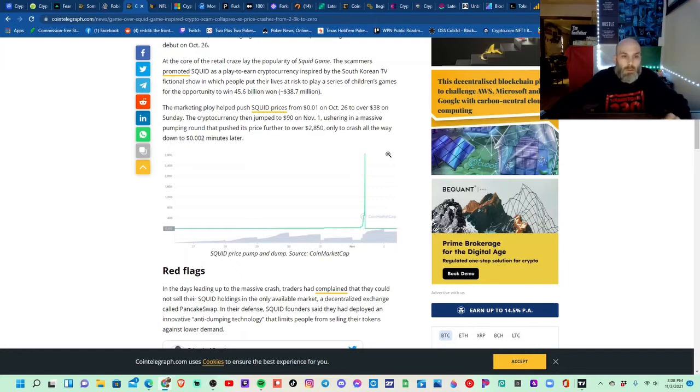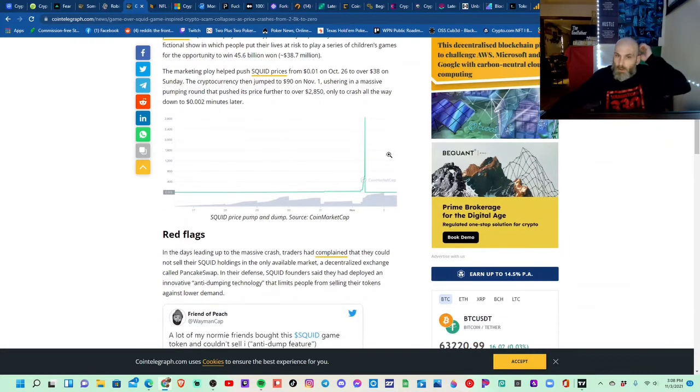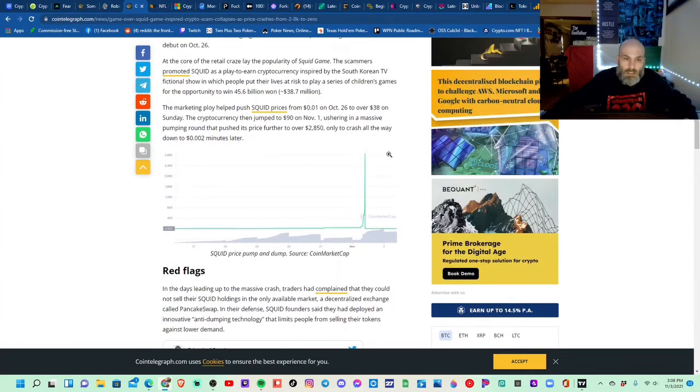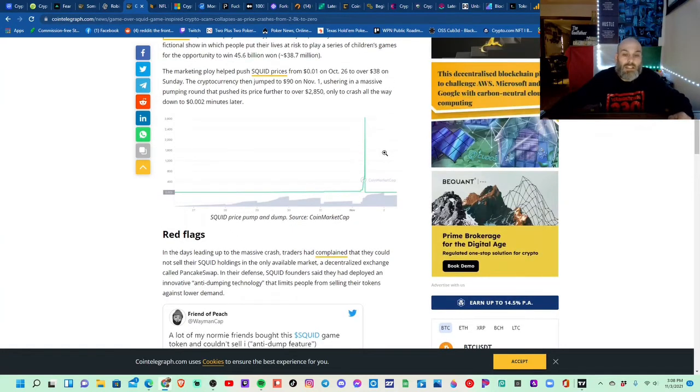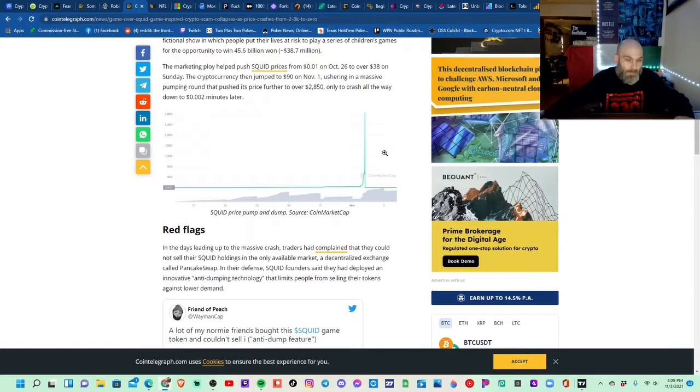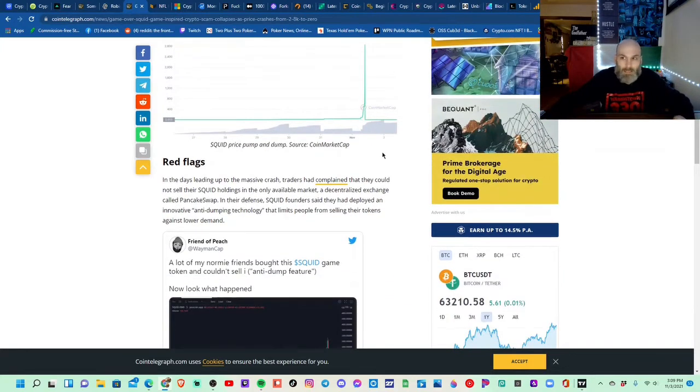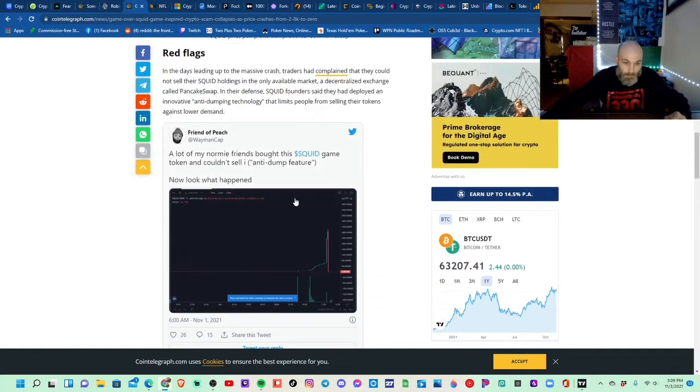So the marketing ploy helped push Squid prices from 1 cent over to $38 on Sunday. Red flags. In the days leading up to the massive crash, which I could have told you guys, I did look into this, and I'll look into anything if I could make some money, and it just screamed scam. The white paper had spelling wrong, just not proper English. It just looked like a scam. In the days leading up to the massive crash, traders had complained that they could not sell their Squid holdings on the available market.